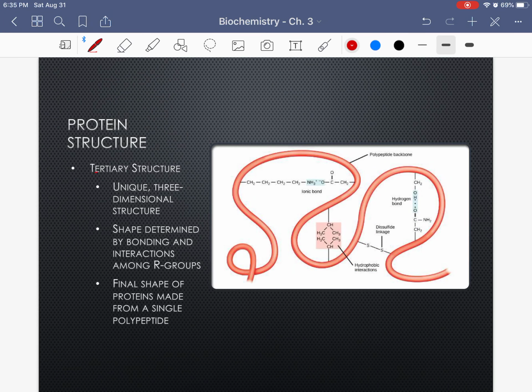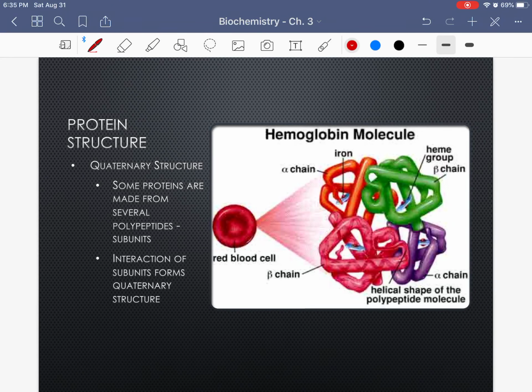All right. Tertiary structure is when we start to get a three-dimensional shape. This is when the side chains, the R groups, start to interact, and instead of having our chain or our pleat or our helix, we start to see a three-dimensional shape. It is the final shape of proteins made from a single polypeptide. If our proteins are made up of multiple polypeptides, so multiple strands, you have quaternary shape.